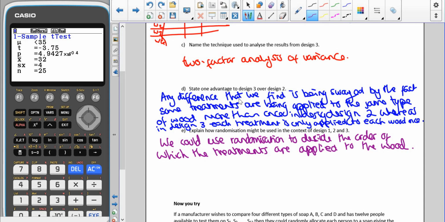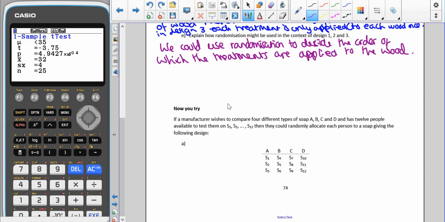So that needs to be really clear, that they're not going to pick and choose which one to apply first or which wood to apply it to first, because it should be using randomization to decide this in order to make sure that that's not bringing in experimenter bias.